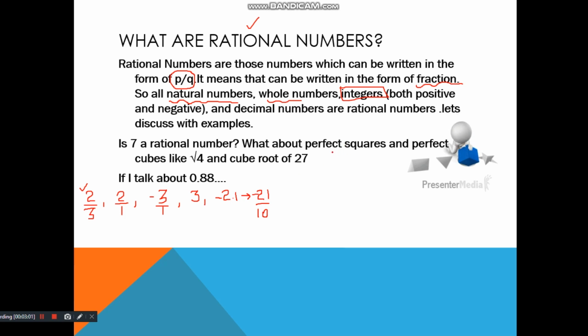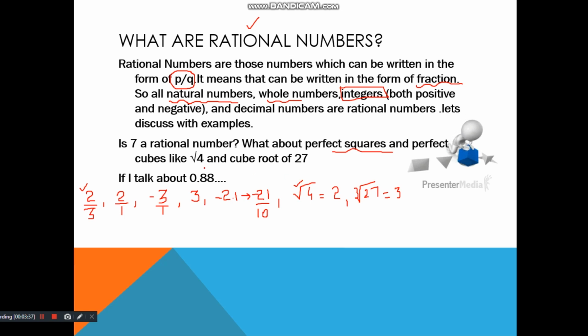Now what about perfect squares and cube roots? Like the square root of 4. What is the answer? It will be 2. So 2 is a rational number. It means all perfect squares are rational numbers. Let's discuss cube roots as well. The cube root of, for example, 27. What is the answer? It will be 3. So 3 is a rational number. Yes, so all perfect squares and perfect cube roots are rational numbers.